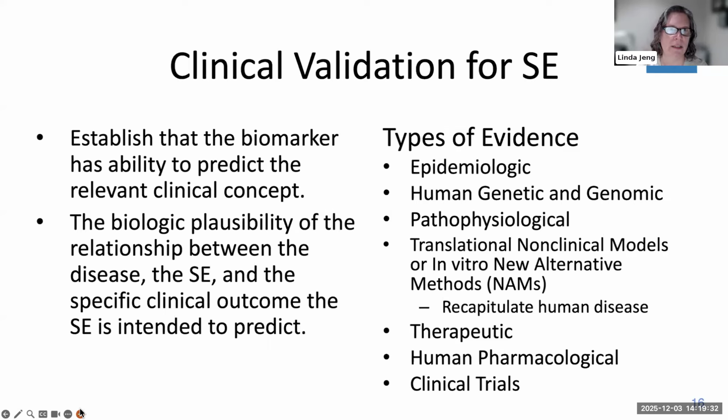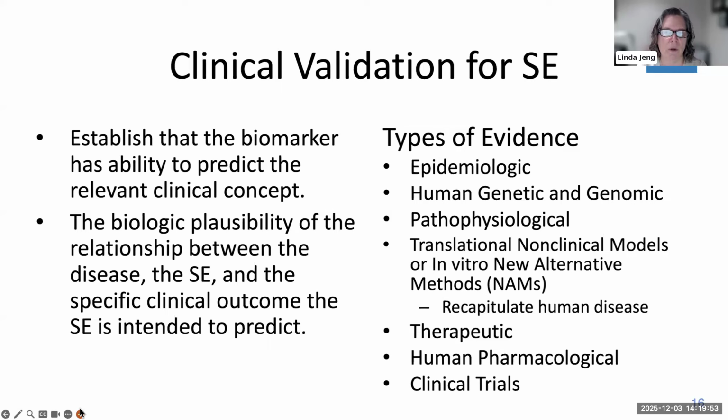So the types of evidence that are important to look at, evaluate, and present are epidemiologic evidence, human genetic and genomic evidence, pathophysiological evidence, and translational non-clinical models, or potentially the new alternative methods that can be evaluated instead of non-clinical models.